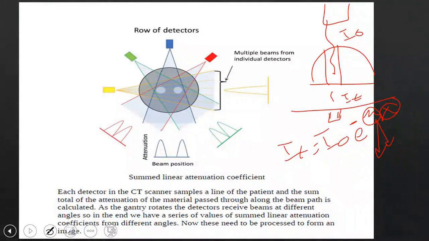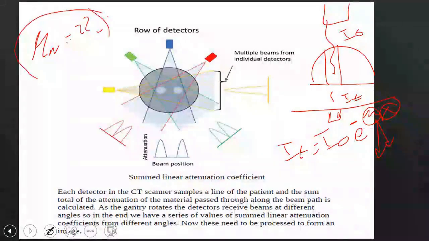You have water, fat, bone, and air. Each has its own attenuation coefficient. When we look for the most abundant substance in the body, water will be our benchmark to work with. We see the value of the attenuation coefficient for water, and this will be our reference. That's why quality control is conducted using this.